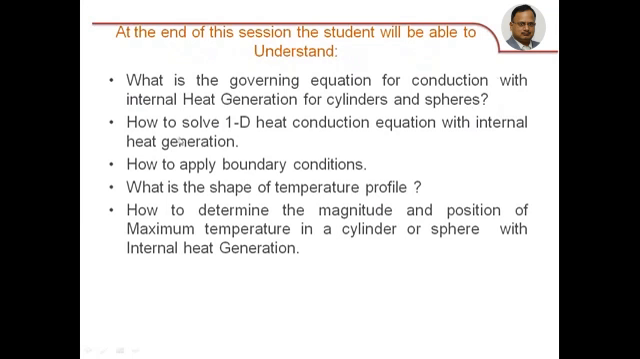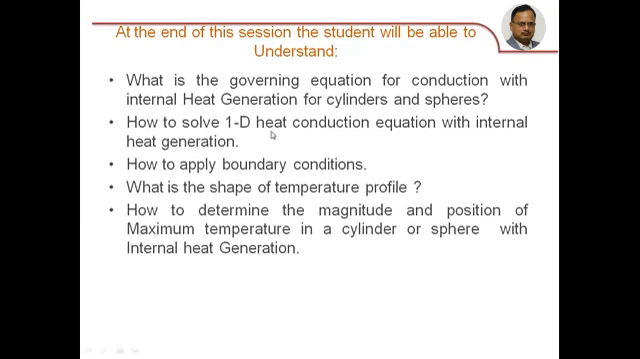So the governing equation for conduction with internal heat generation for cylinders and spheres we have seen. By substituting n equal to 1, you will get the cylinder equation, and n equal to 2, you will get the sphere equation, like 1 by R d by dR of R dT by dR plus q dot by k equal to 0. The power of R is 1, it is a cylindrical one. 1 by R square d by dR of R square dT by dR plus q dot by k equal to 0, that is for sphere.